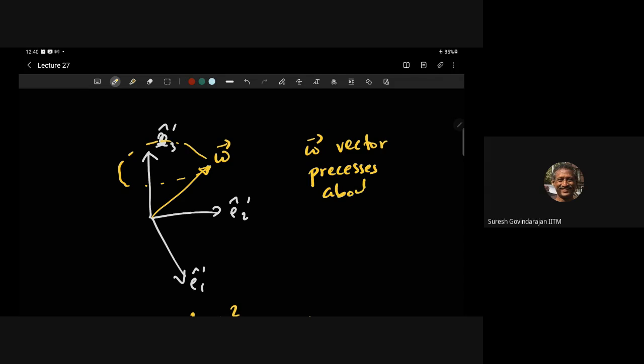The omega vector precesses about the E3 prime axis with angular frequency, of course. Okay, so is this clear? That's what is happening. That's what this is saying.